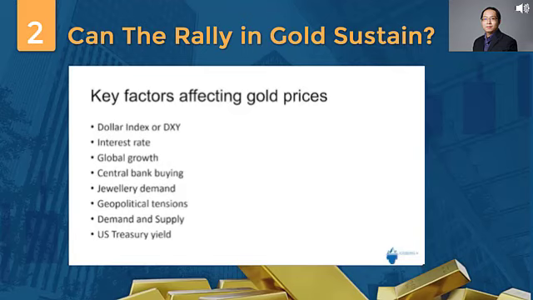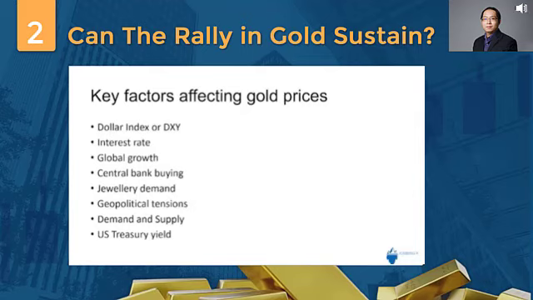Now, the fourth one, central bank buying. This is interesting. If you just look at this year alone, year to date, the data shows that central banks, especially around Asia, have been buying a lot of gold, especially from China. So later on, I'm just going to share with you the reason.